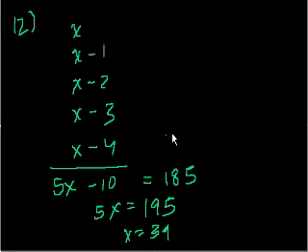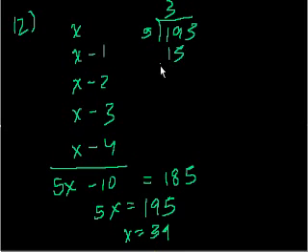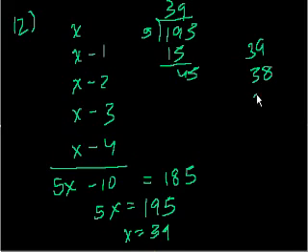If you didn't want to do it that way, you could say 5 goes into 195. 3 times 5 is 15, 45, 39. So that's our answer. x is 39. It's the largest of the consecutive numbers. So those numbers are 39, 38, 37, 36, 35. Those are our five consecutive numbers. Next problem.